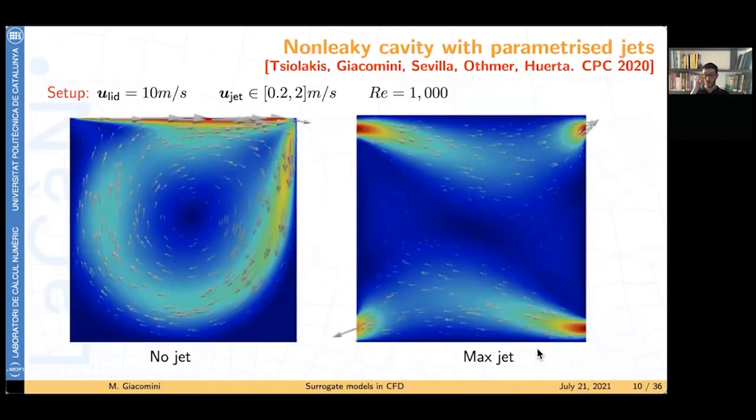So let me show you some results of this first methodology. This is part of the PhD thesis of Vasilis. And here we have a lid-driven cavity with parameterized jets. So we have here a velocity of the lid, which is 10 meters per second. On the four corners, we are adding jets with peak velocity that span from 0.2 to 2 meters per second. So we are at Reynolds number 1000, okay?